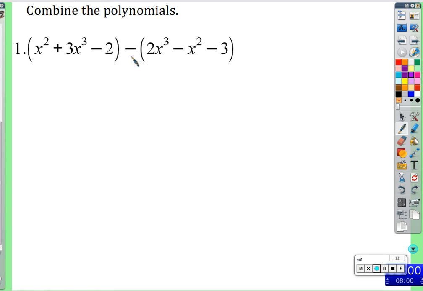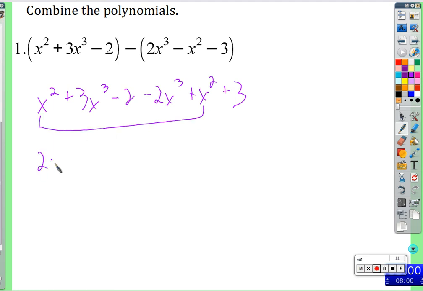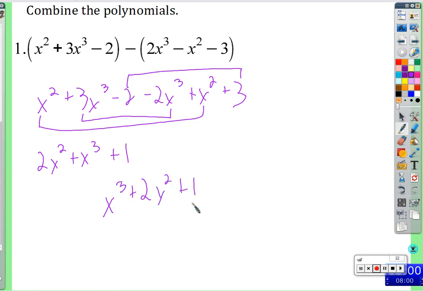Danielle? Subtract all this stuff, right? Yeah. So x squared plus 3x cubed minus 2 minus 2x cubed minus negative x squared, so that's positive x squared, minus a negative 3, so that's a plus 3. And now, as we said before, combine like terms. Here's x squared and x squared, that's 2x squared. Get some cubes, 3x cubed and negative 2x cubed. That's x cubed, and negative 2 and 3, plus 1. So x cubed plus 2x squared plus 1, if you want to write them in order of descending powers, you can do it that way.